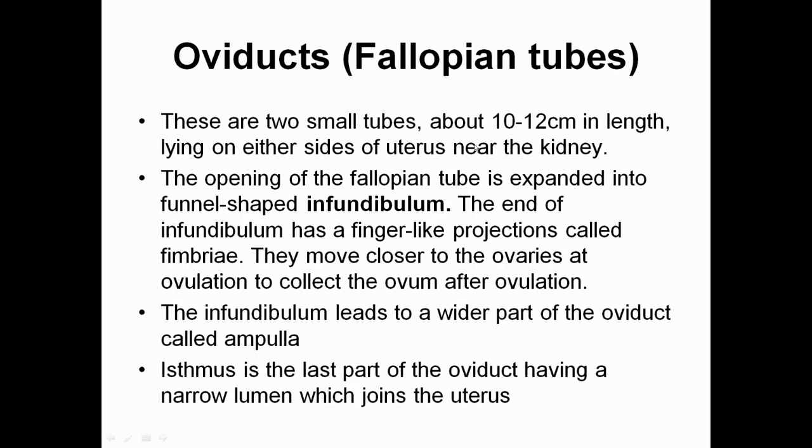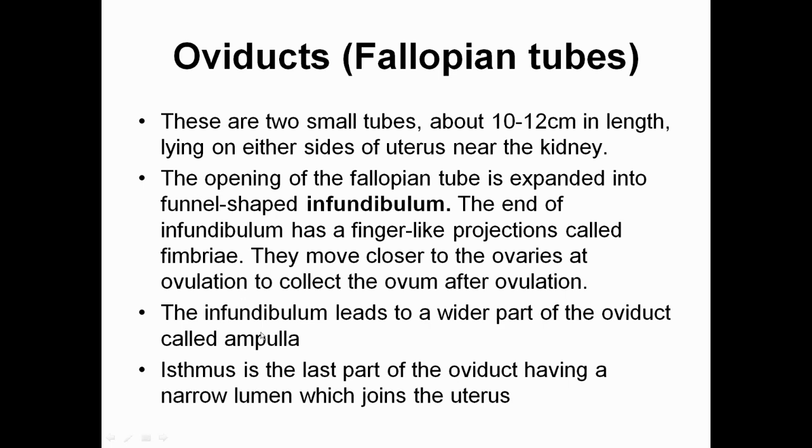Now come to the oviduct. Oviducts are also referred to as what? That is, fallopian tubes. They are 10 to 12 centimeters in length, lying on either side of the uterus near the kidney. As we have discussed, they comprise three sections: infundibulum, ampulla, and isthmus. The opening of the fallopian tube is expanded into a funnel-shaped structure, which is referred to as the infundibulum. The end of the infundibulum has finger-like projections referred to as fimbriae. They move closer to the ovaries at ovulation for the catchment of the ovum from the ovary.